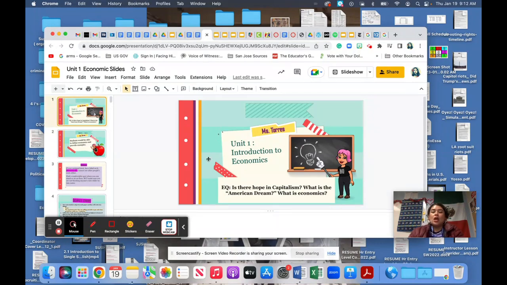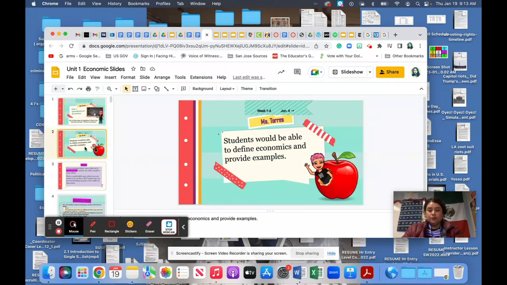Okay, so Unit 1 is about Introduction to Economics. The question we're going to ask is: is there hope in capitalism? And what is the American dream? And what is economics? Our objective is that you're going to be able to define economics and provide examples.